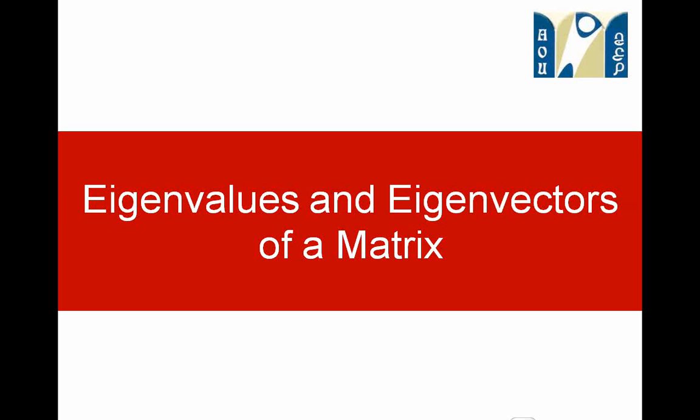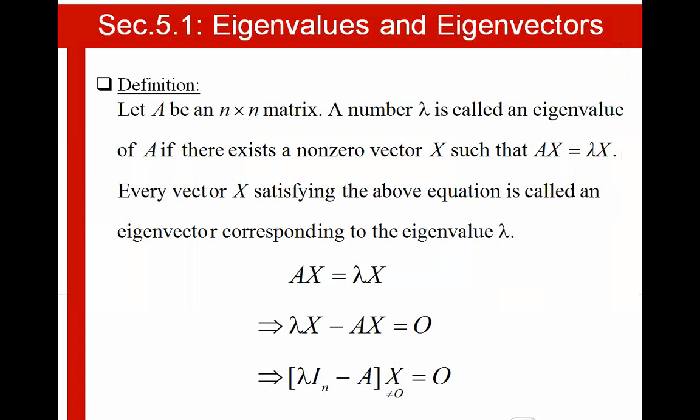As usual, we'll start off with a definition, the definition for eigenvalues and eigenvectors. If A is an n by n matrix, therefore A is a square matrix, a number lambda is called an eigenvalue of A if there exists a non-zero vector x such that A times x, the matrix A times x, is equal to lambda times x. Every vector x satisfying the above equation is called an eigenvector corresponding to the eigenvalue.